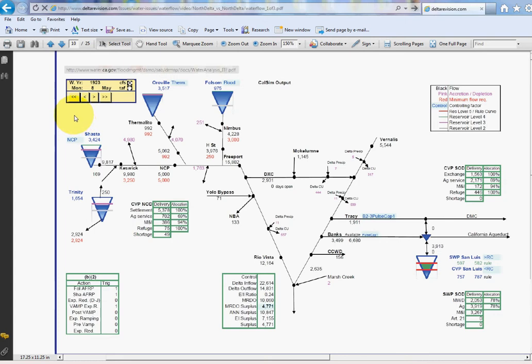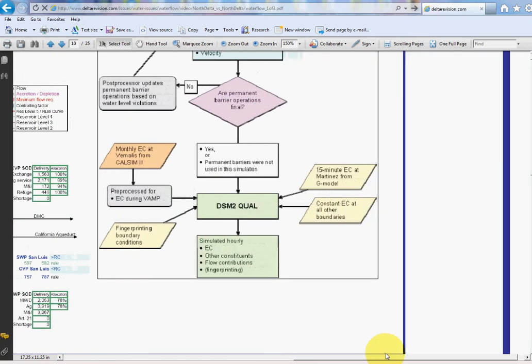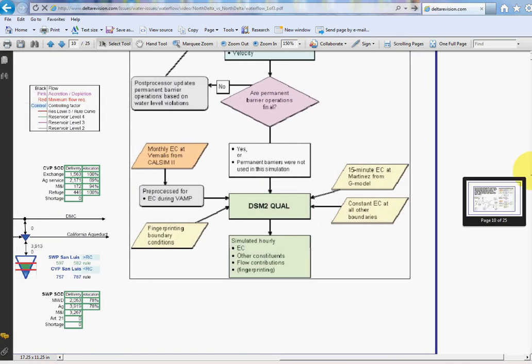This graphic here is part of a larger chart, and it shows how the water flows and where the monitoring stations are. And this is for flood flows. There are other graphics. I'm going to go over to this one.